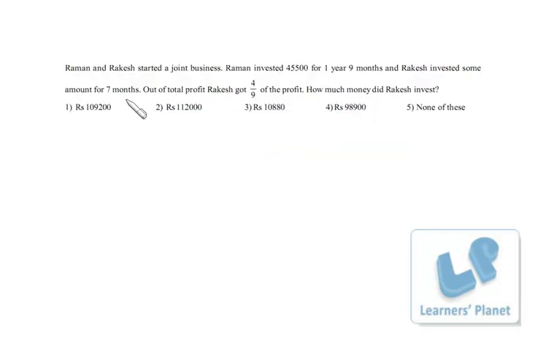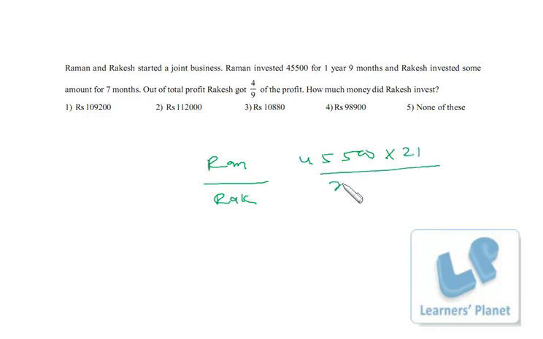See this one. Raman and Rakesh started a joint business. Raman invested 45,500 for 1 year 9 months and Rakesh invested some amount for 7 months. Out of total profit, Rakesh got 4/9 of the profit. How much money did Rakesh invest? Okay, so that's Raman by Rakesh. Raman is 45500 for 12 plus 9, 21 months, and Rakesh X amount for 7 months, right?